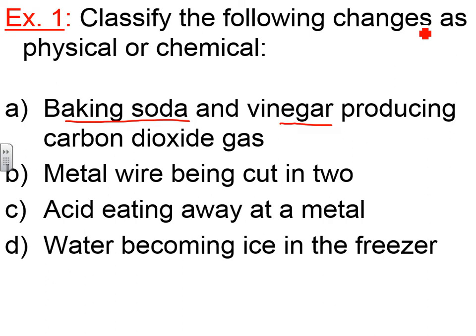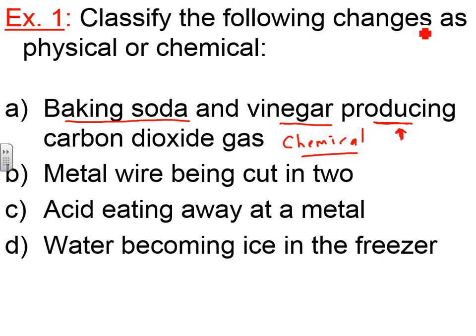Now if it says producing, that means we're making a new chemical. Since we're making a new chemical, this has to be a chemical change. Hopefully you've performed this reaction when you throw baking soda together with vinegar, and the bubbling that you see in the reaction is producing a new substance that was not there before, and by definition a new substance means chemical change.